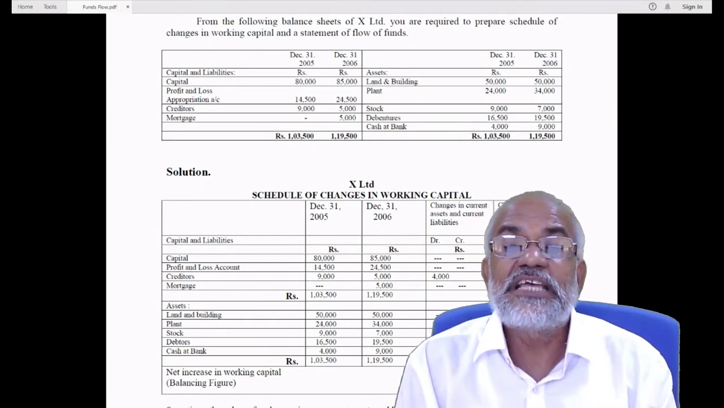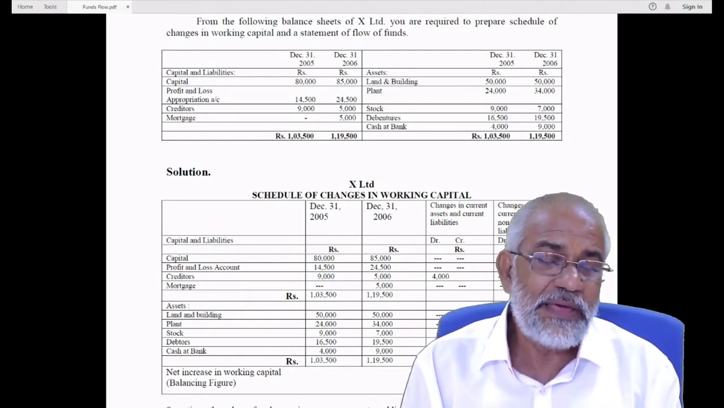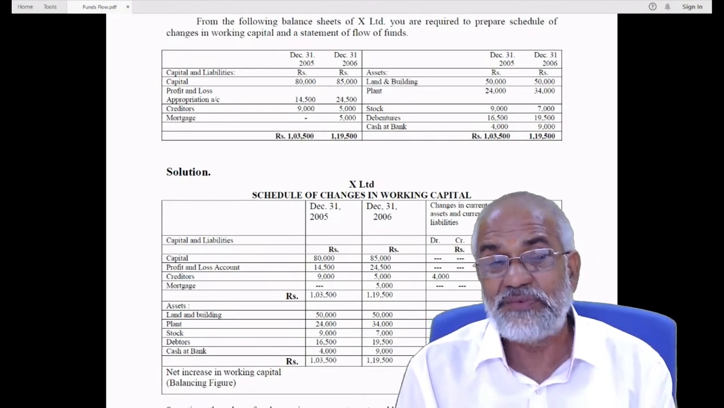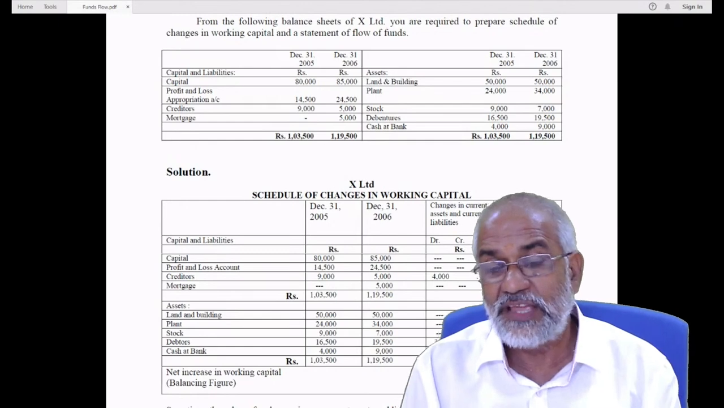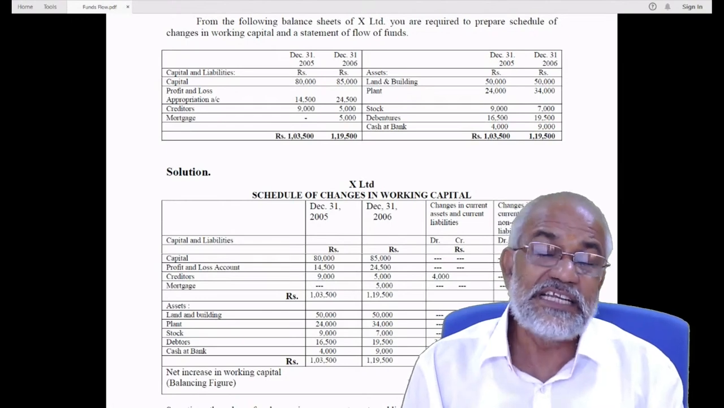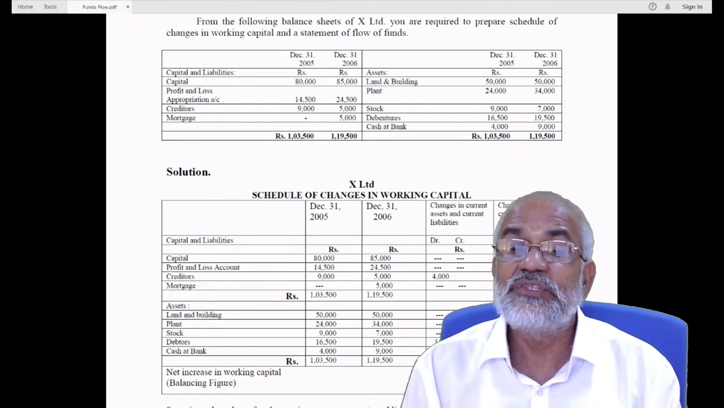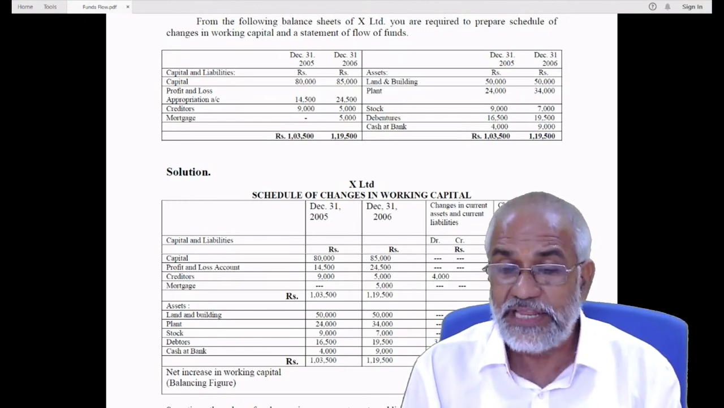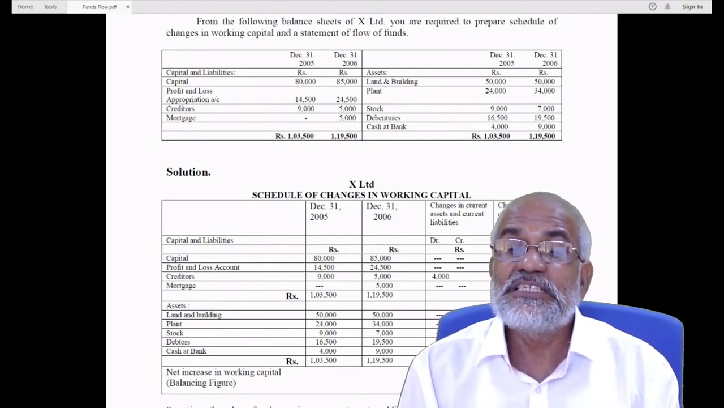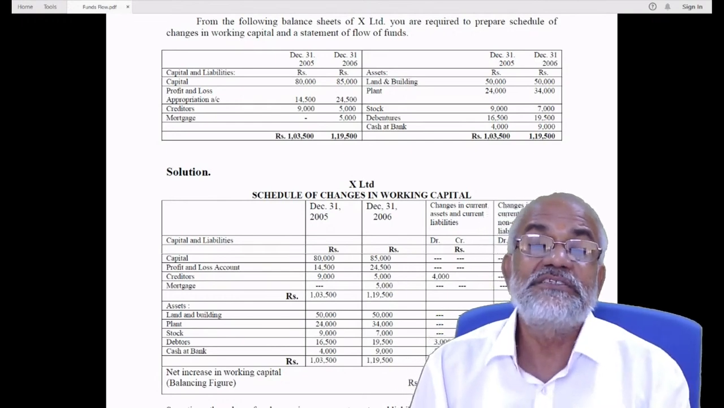The second item is the profit and loss account, or the accumulated profit, the cumulative balance in the profit and loss account, which is also a non-current liability. It was 14,500 at the beginning and 24,500 at the end. That means it has increased by 10,000 rupees. Since it is a non-current item, it will not affect the changes in current item category, so both the debit and credit are shown nil. And since a liability is increased, it must have been credited. So this item also appears in the credit column of the non-current category, that is 10,000.